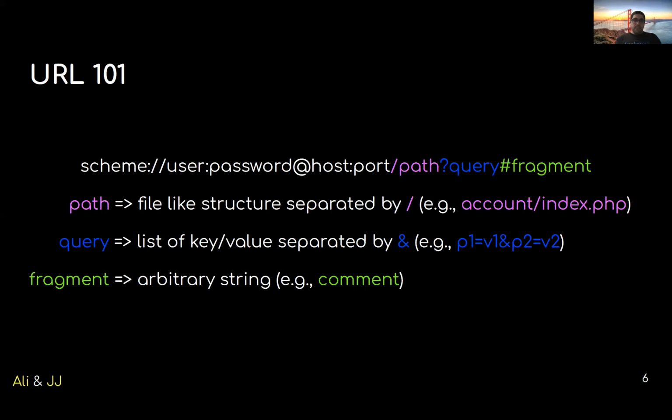Since the URL is used as the main way that the different components communicate with each other, we are going to go quickly over the different components in the URL. The URL has a couple of different components, but the ones we are focusing on are the path, the query, and the fragment. The path is a file-like structure separated by slashes. The query is a list of key-values separated by ampersands, and the fragment can be an arbitrary string used at the end of the URL.